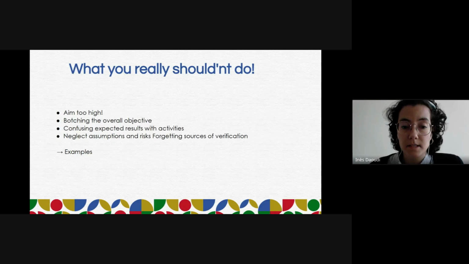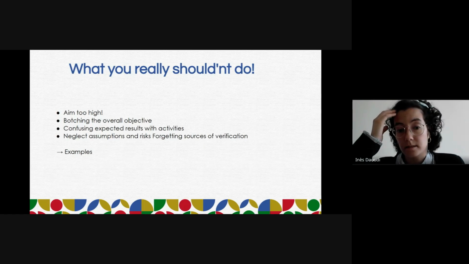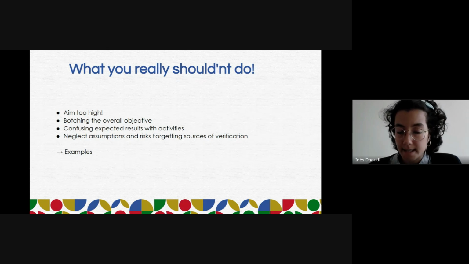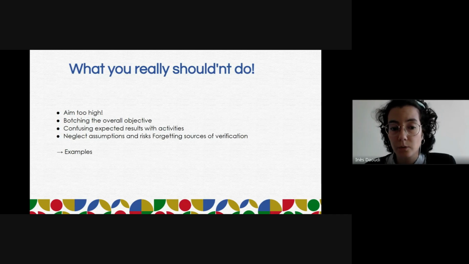Eventually, we have the activities. Activities are the concrete actions that will be undertaken to produce the expected results. They have to be detailed, sequenced, and also accompanied by the necessary resources, by the responsibilities and the deadlines. So the distinction between results and activities is very important because it will clarify the project logic. The results explain why the activities matter and how they contribute to the overall objective.